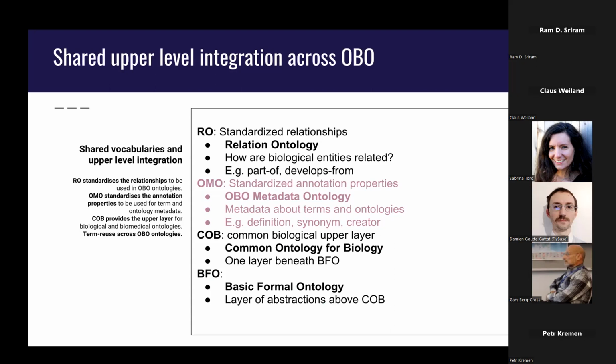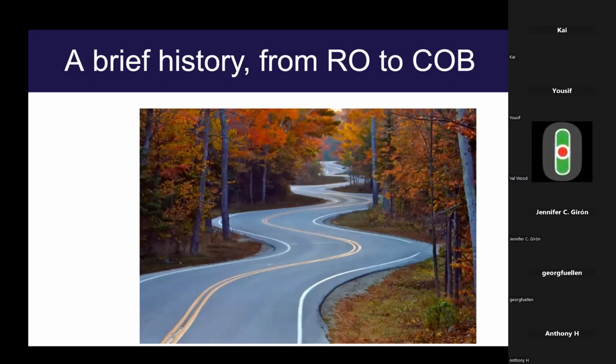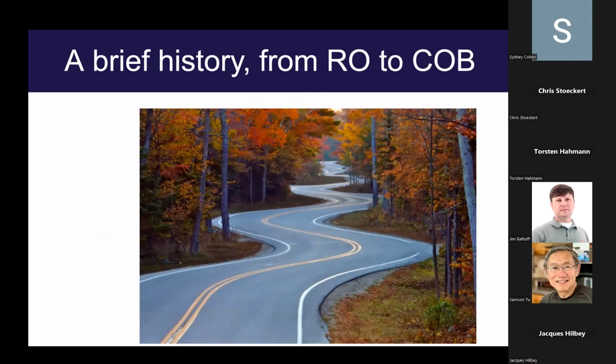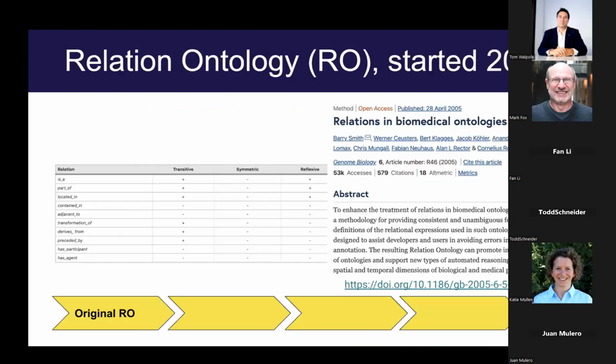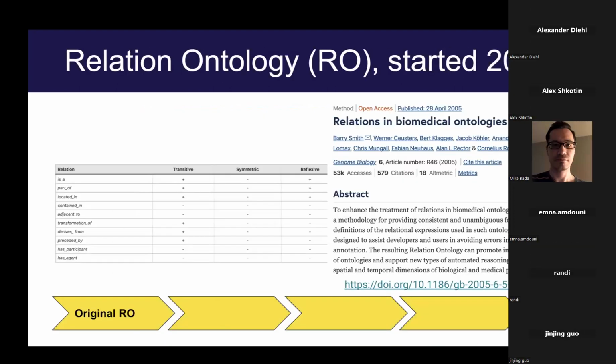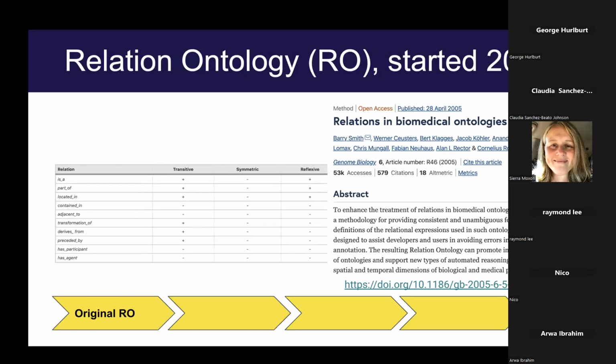So why do we have so many different things in this box? Well, I think it might help to give a bit of a historic perspective here as to the winding road by which we got to where we are within OBO with these upper ontologies and how they interrelate with one another. So we can maybe trace the start of this winding road back to the original Relation Ontology paper, which is almost two decades old now.